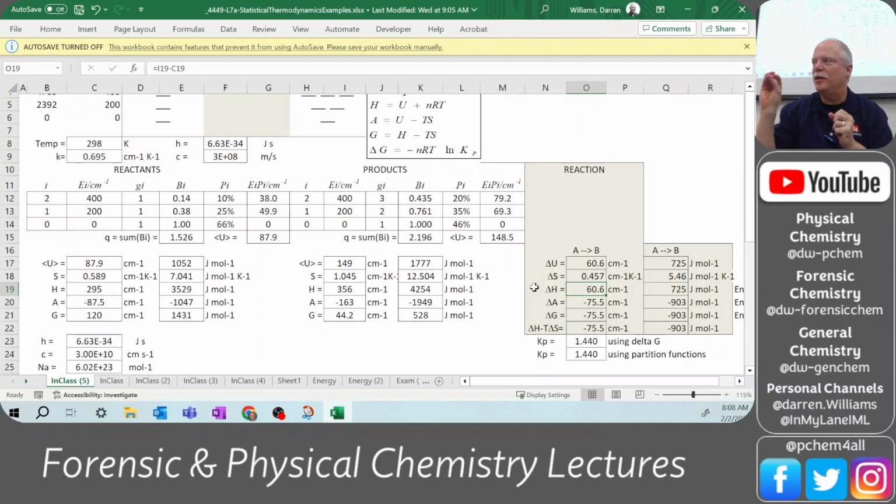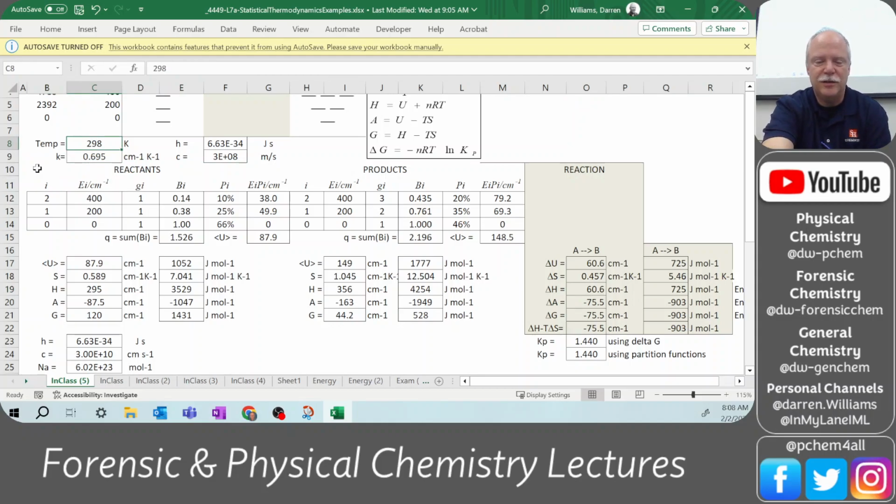Whatever the entropy effect is, temperature makes it bigger in terms of your Gibbs energy, right? So it's delta H minus T delta S. So if we want to make it positive, in other words less negative, we could lower the temperature. So let's try that.